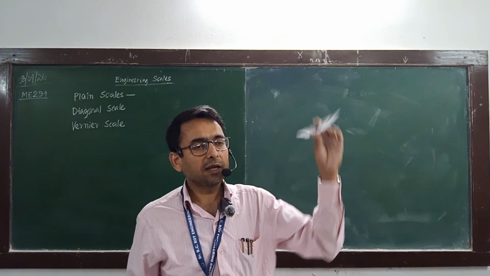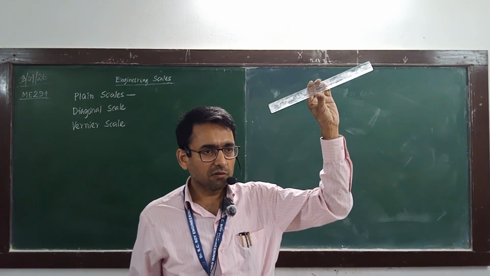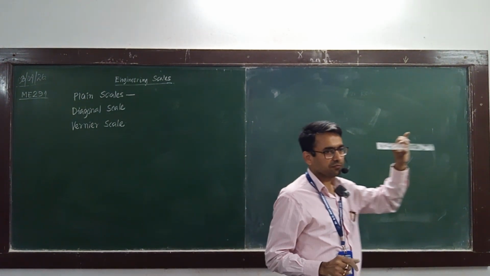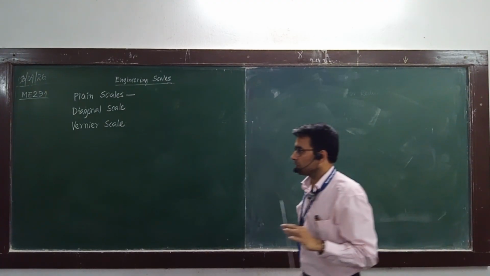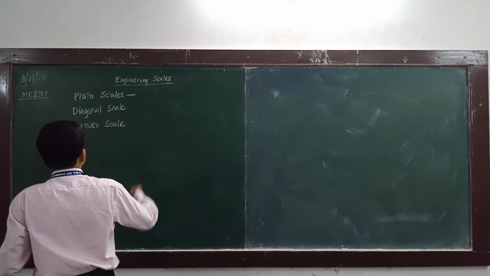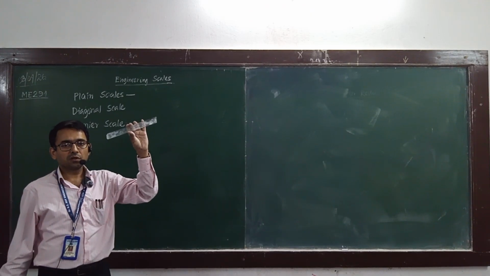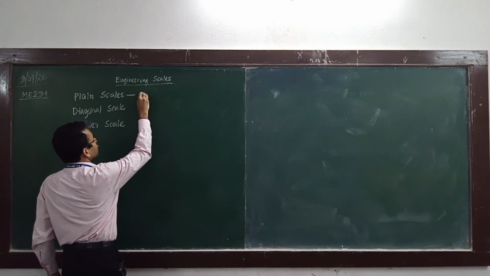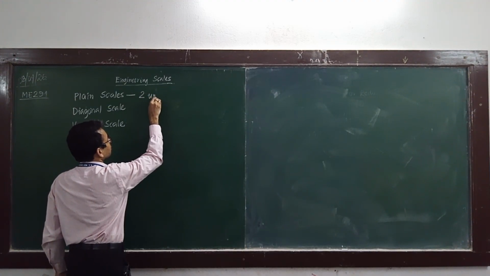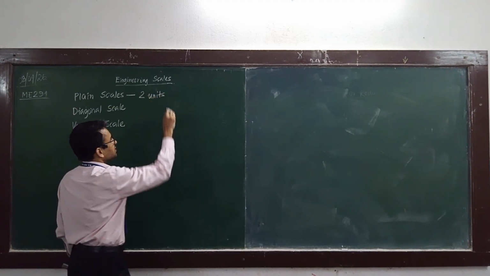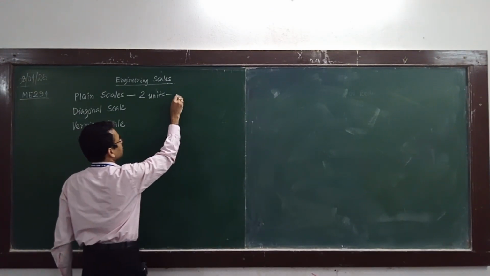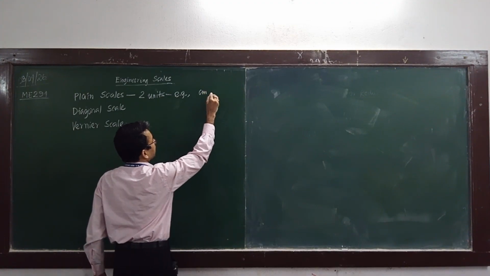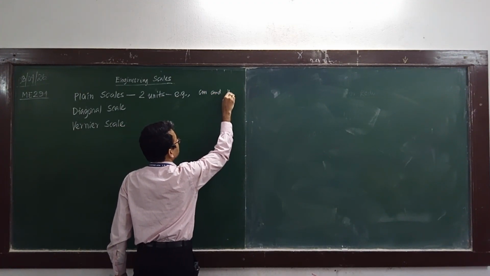So here what is the least count? That means what is the minimum value that you can measure from this? 1 millimeter. You can measure 1 millimeter. That means how many units are there? 2 units. One is centimeter, another is millimeter. So here you can use 2 units, centimeter and millimeter.